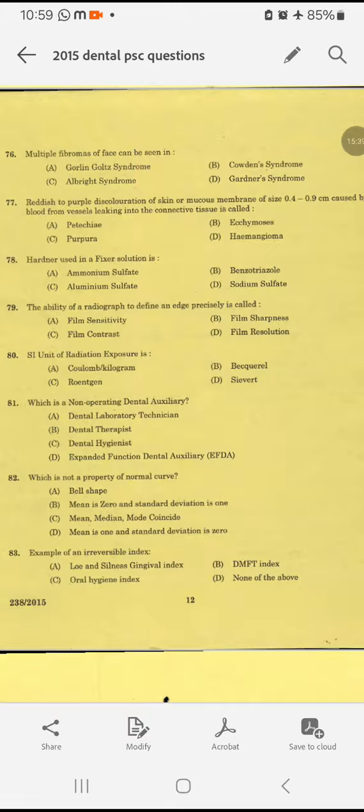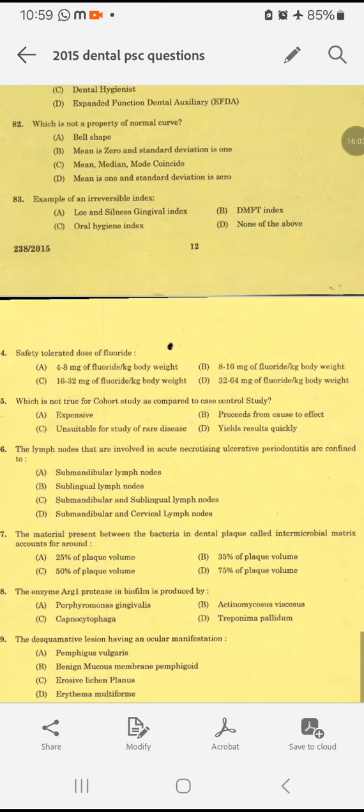83. Example of an irreversible index. Loe and Silness gingival index, DMFT index, oral hygiene index, none of the above. Which cannot be reversed? DMFT index is irreversible. It cannot be reversed by treatment. We have completed up to 83. Now let's move on to 84.